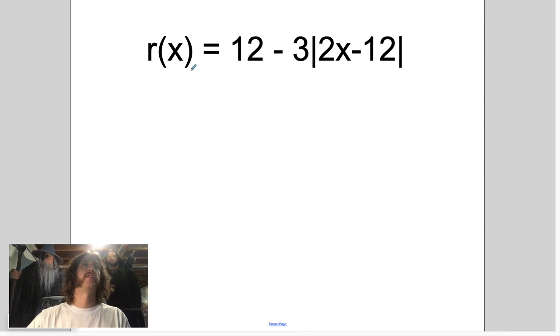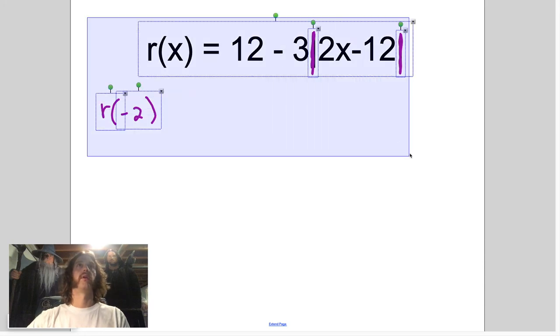So let's pick a couple numbers. If I want to figure out the value of this function, let's pick maybe r of, let's do something negative. We're going to do r of negative 2. We'll start simple. Okay, first of all, what are these bars? We need to go over that. A quick review. Whenever you see these vertical bars in an equation or in an expression, it represents something called absolute value.